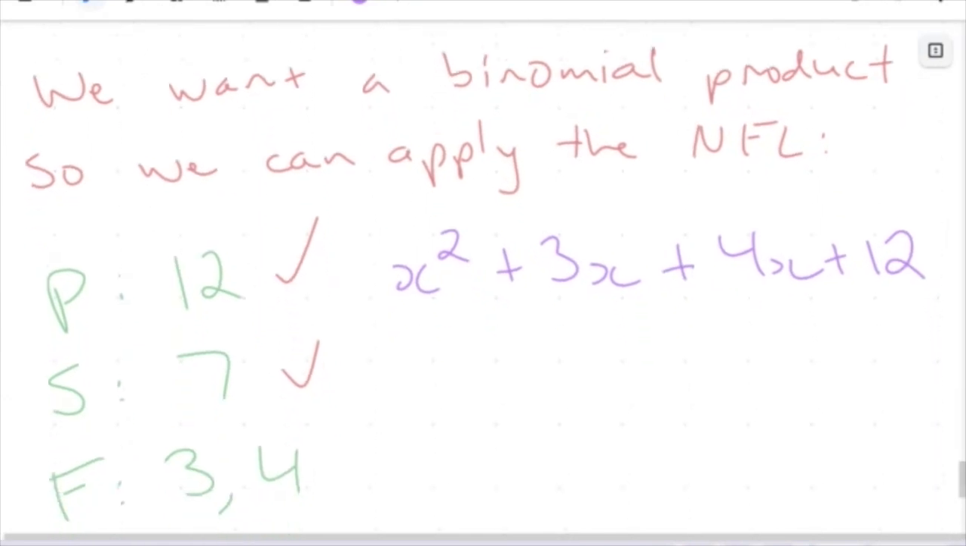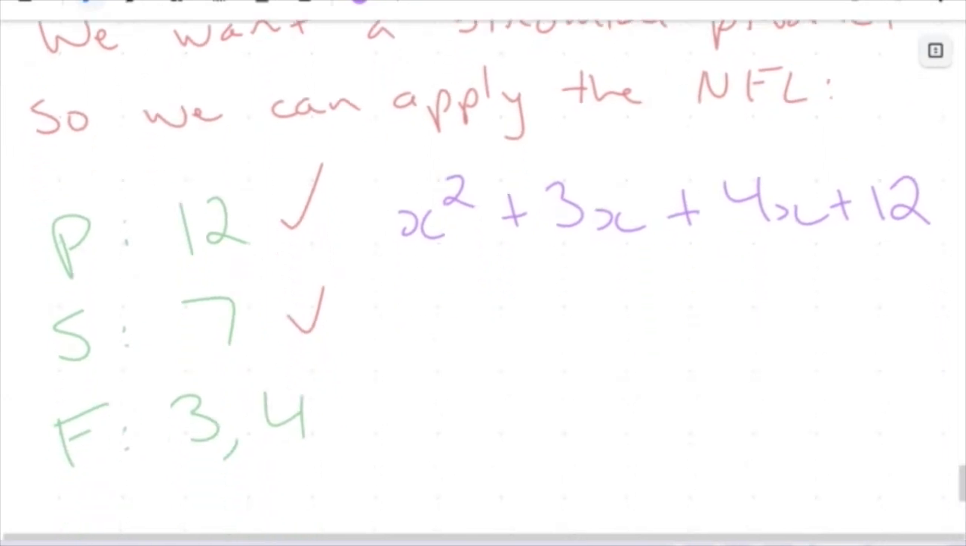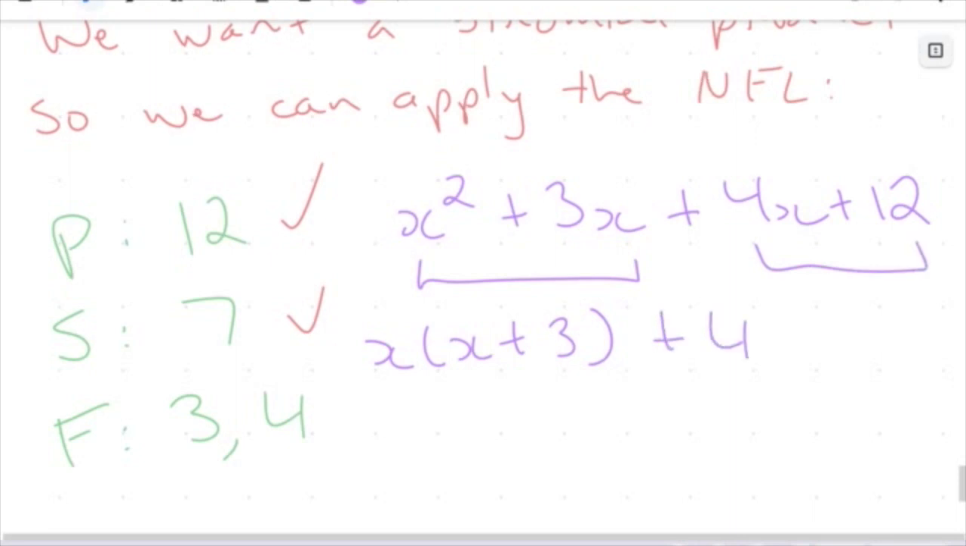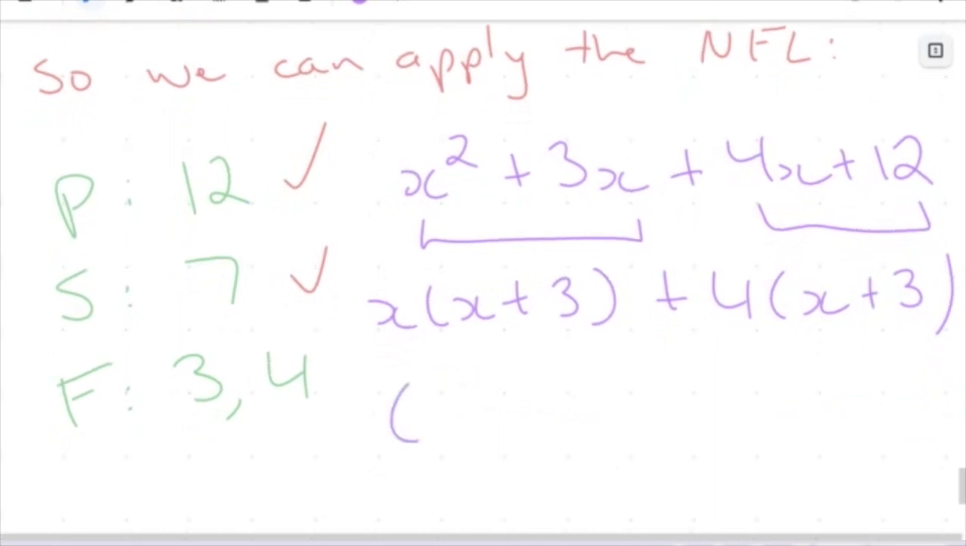Now I'm factorizing the quadratic expression, and I'm going to factorize this by grouping in pairs. So my first pair here, I'm going to take out the common factor of x, and I have x plus 3. And in my next pair, I'm going to take out the common factor of 4, and I get x plus 3 again. Now, x plus 3 is a common factor to both of these expressions, so I'm going to pull that out the front.